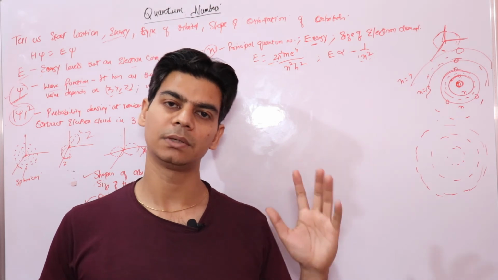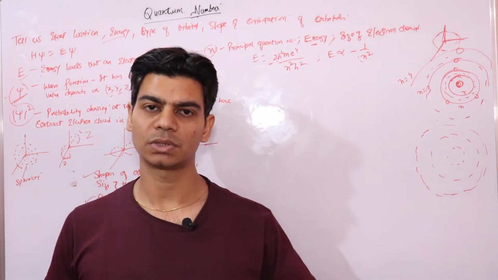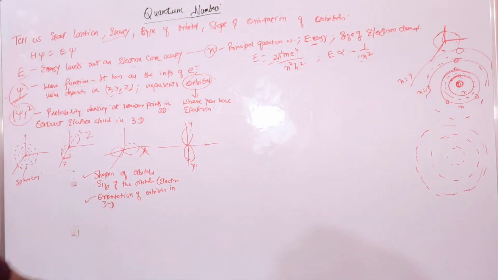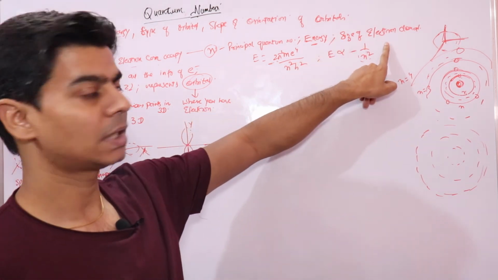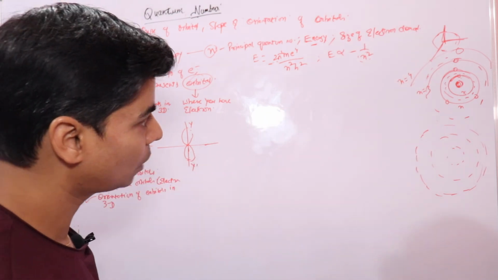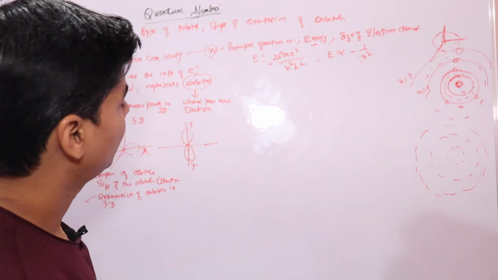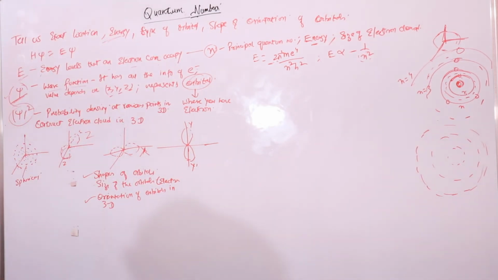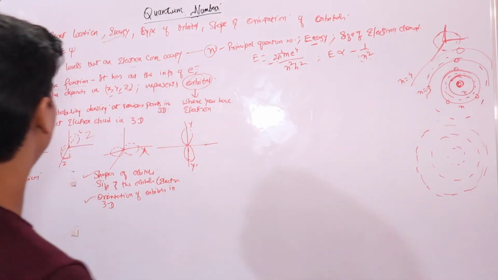So we have to adopt various approximate methods to determine the energy of those electrons, right? So it tells us two things: energy and the size of the electron cloud. How the size of the electron cloud works, I'll come back to this once we understand the second quantum number, which is your azimuthal quantum number.